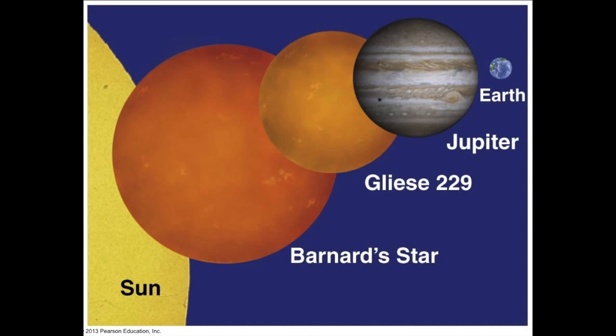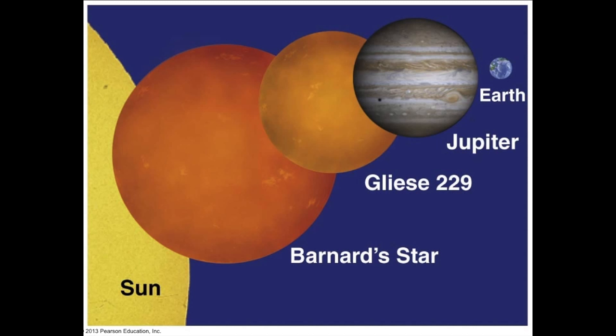Just to give you a comparison of the sizes, we have the Sun, that disk on the left, which is too big for the screen, and Barnard's Star, the nearby star with the high proper motion, and Gliese 229b, the little bitty brown dwarf, which is physically only a little bit bigger than Jupiter, but its mass is much greater than Jupiter. So it is shining by gravitational contraction, much more massive and much more dense than Jupiter. And to give you a comparison, there's the Earth.